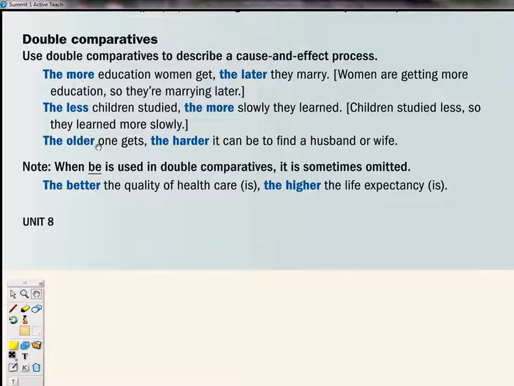Example, the better the quality of healthcare is, the higher the life expectancy is. We noticed "is" in the first sentence, between brackets, we can omit it. Also "is" in the second sentence, between brackets, we can omit it.